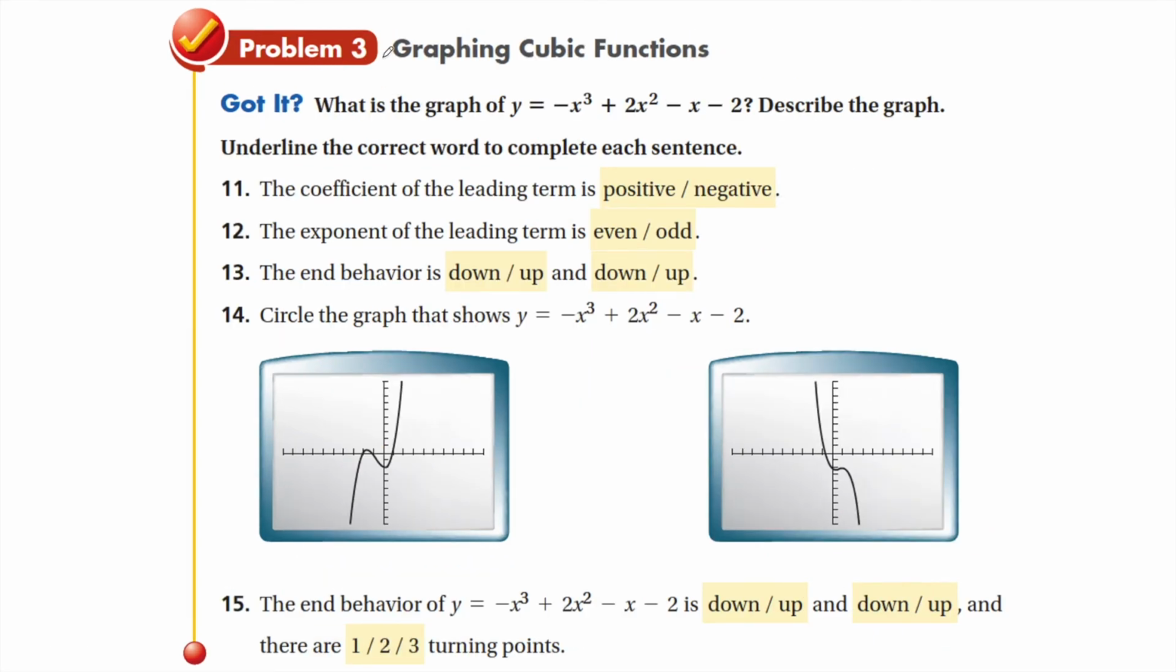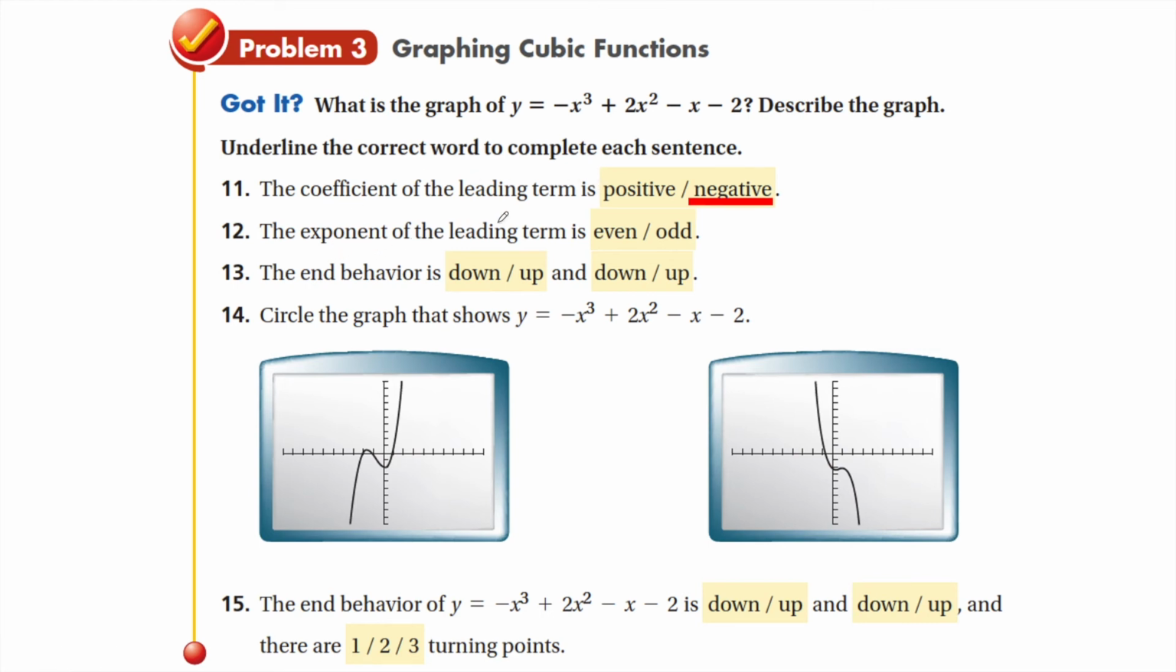Problem 3. Graphing cubic functions. What is the graph of y equals negative x cubed plus 2x squared minus x minus 2? And can you describe the graph? Underline the correct word to complete each sentence. The coefficient of the leading term is going to be negative.